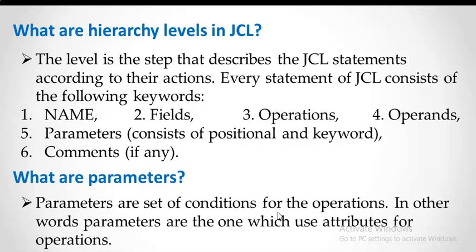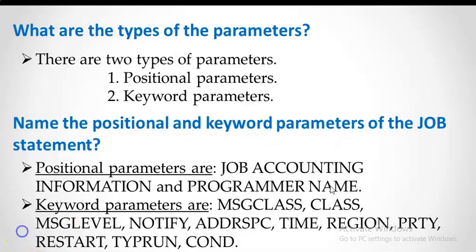What are parameters? Parameters are a set of conditions for the operations. In other words, parameters are the ones which use attributes for operations. What are the types of parameters? There are two types of parameters: 1. Positional parameters. 2. Keyword parameters.